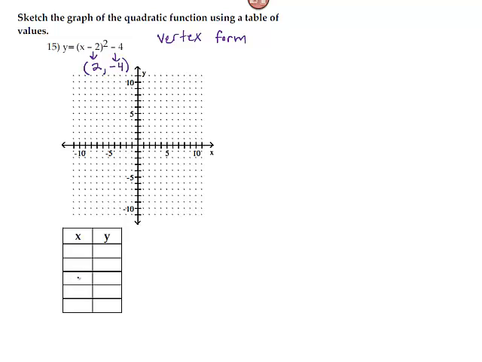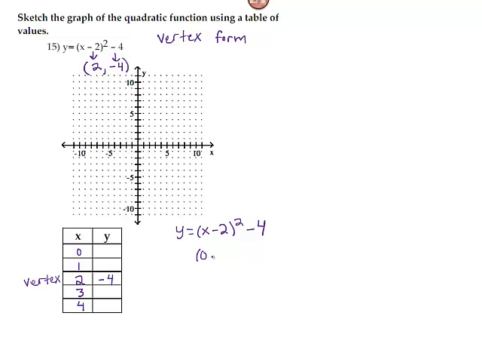So we put that in the middle of our table. You always want the vertex to be in the middle. And then you pick numbers for x that are near that number. So we're going to pick 0, 1, 2, 3, and 4. And now we take that original equation and we're going to plug in 0, 1, 3, and 4.